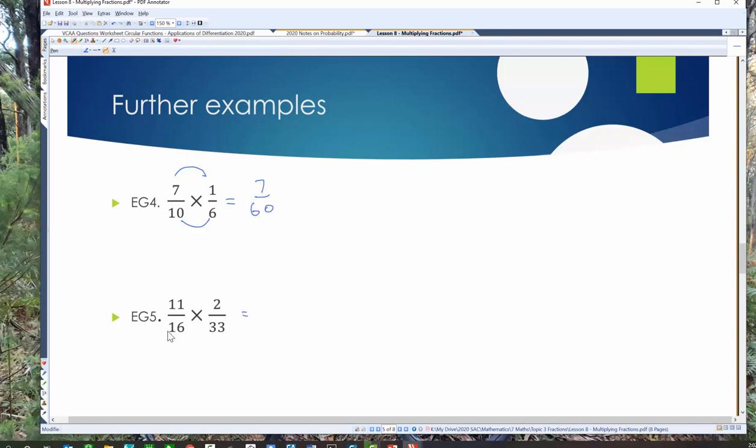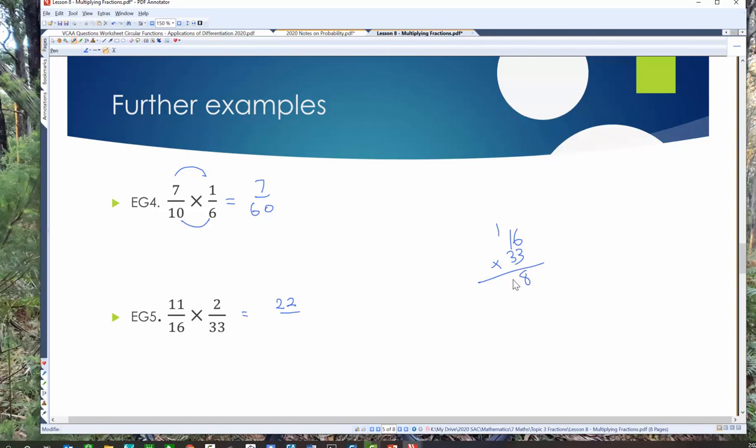Right, this one here, what we're going to do is see if we can simplify the fractions. Now, have a look at this. 11 on 16 can't be simplified, and 2 on 33 can't be simplified. Okay, so I'm going to show you 2 ways of doing this problem. I'm going to now go ahead and multiply. So I've got 22 over 16 times 33. That's a really big number.